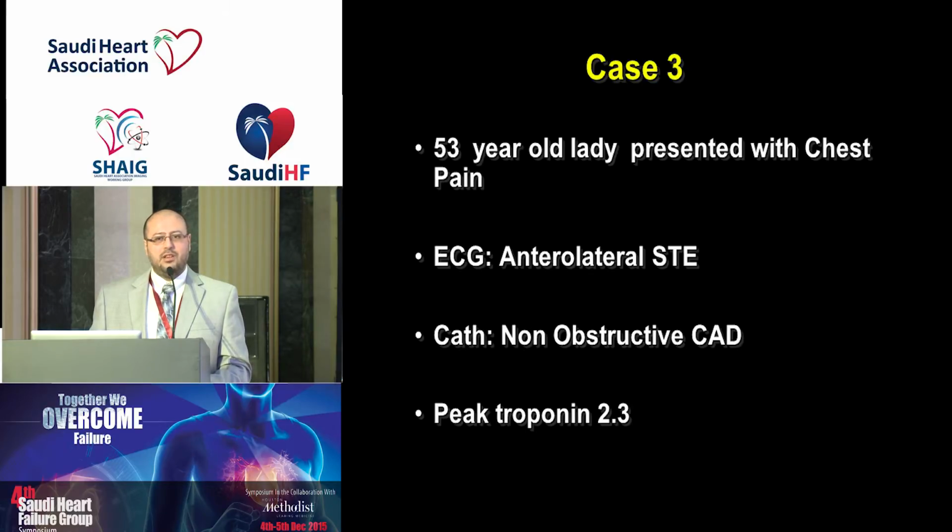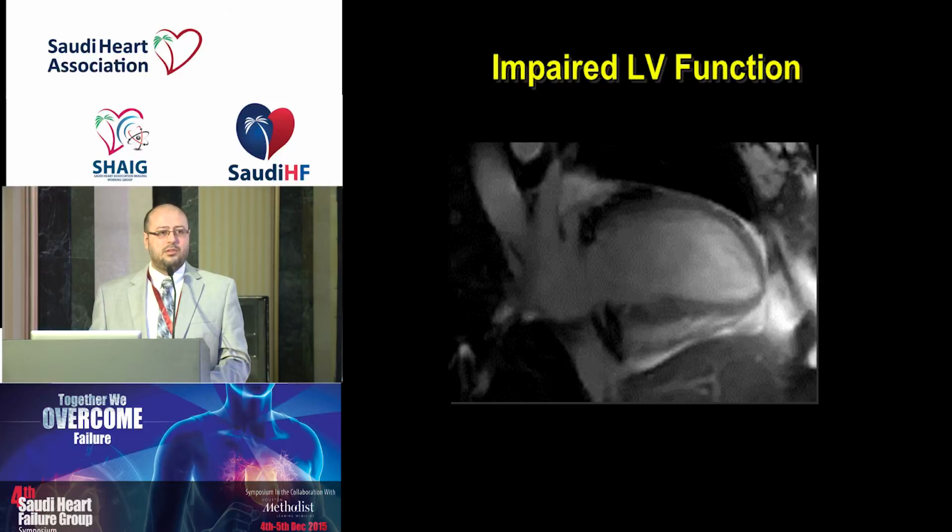The ST elevation, they called the cath lab, and the cath lab said non-obstructive coronary disease. How often do you see that in the cath lab? It's pretty often. And there are different etiologies for that, and this is a patient who got only a peak troponin of 2.3, and this is her MRI.